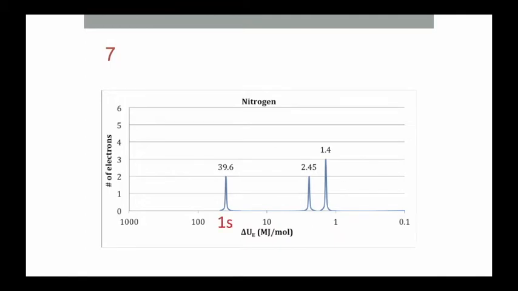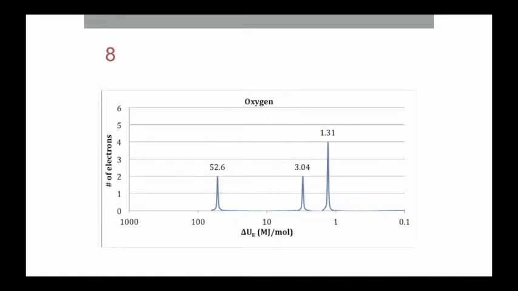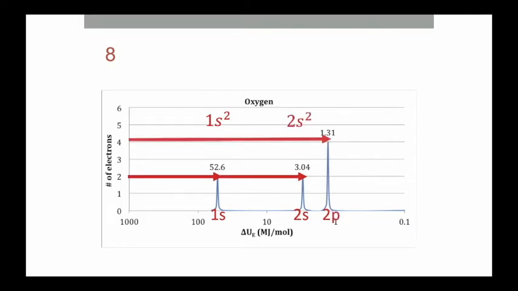Now let's look at nitrogen. We have 2 electrons in the 1s orbital. We have 2 electrons in the 2s orbital. And we have 3 electrons in the 2p orbitals. Our next one is oxygen. We have 2 electrons in the 1s, 2 electrons in the 2s, and we have 4 electrons in the 2p orbitals. We still only have 2 shells, and our valence electrons are in the second shell.